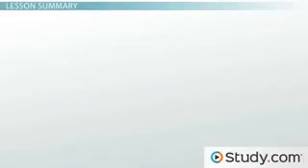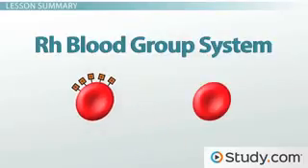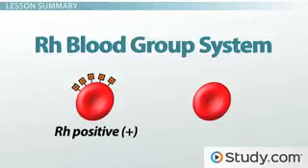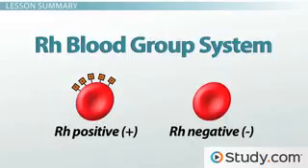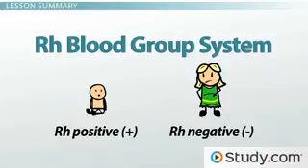Let's review. The Rh blood group system is a classification system for blood that depends on the presence or absence of the Rh antigen or factor on red blood cells. If you have the Rh antigen, your blood is Rh positive. If the antigen is absent, your blood is Rh negative. This is important when we look at a pregnant Rh negative woman who is carrying an Rh positive child. The first such pregnancy is usually fine and results in a healthy child. However, the mother has become sensitized by Rh positive antigens from that first child.